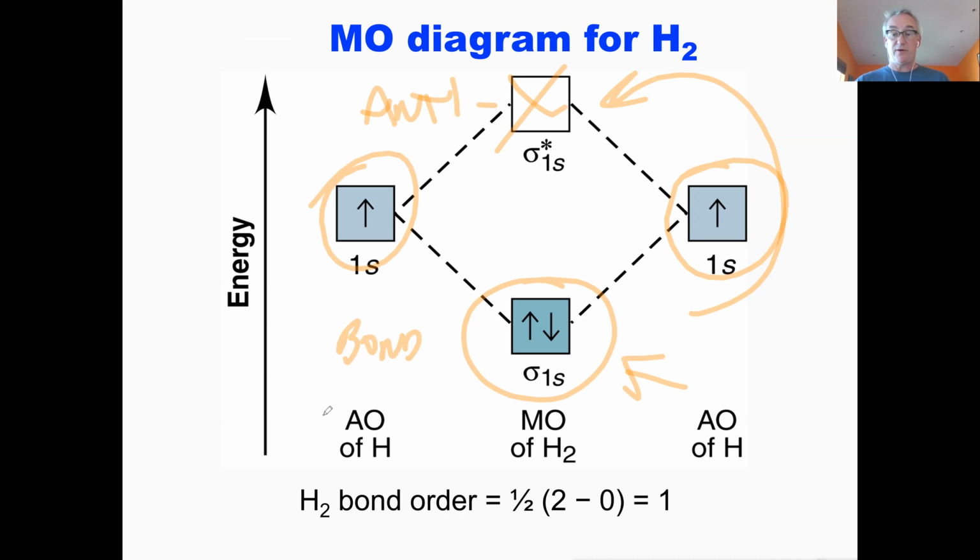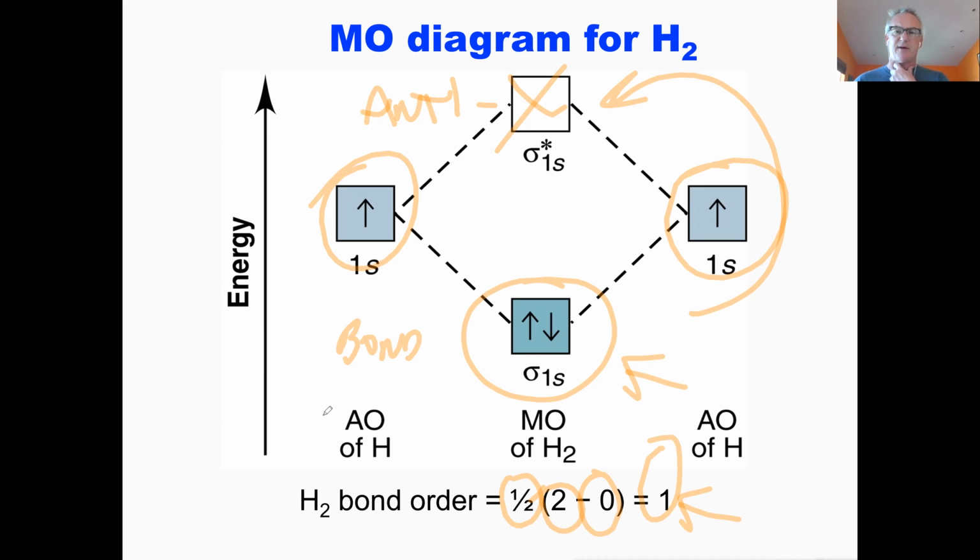I figure out what the bond order is. 2 in bonding, none in anti-bonding. That's 2 times 1/2 equals 1. My bond order is one. Single bond. There you go. That's a single bond between hydrogen and hydrogen.